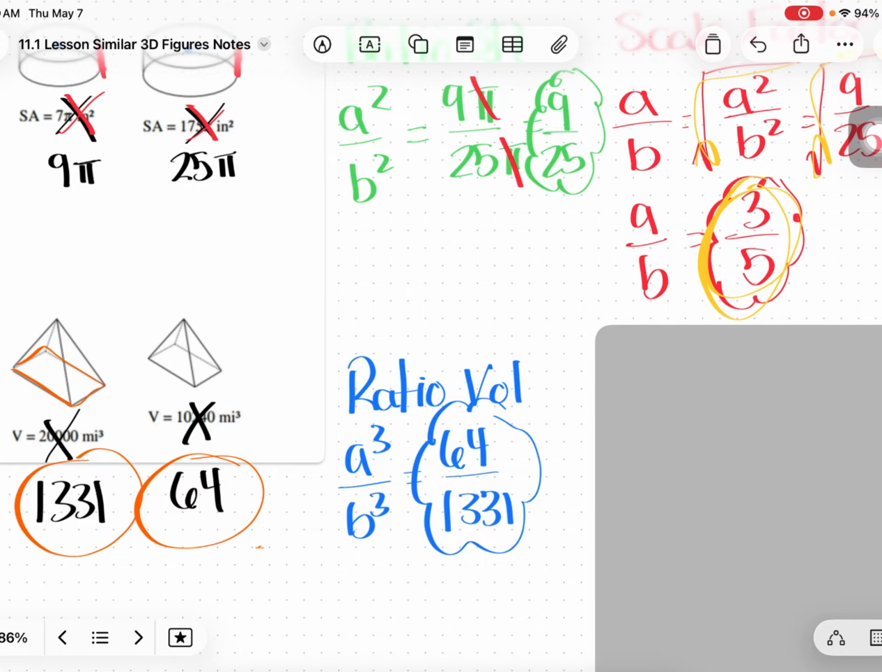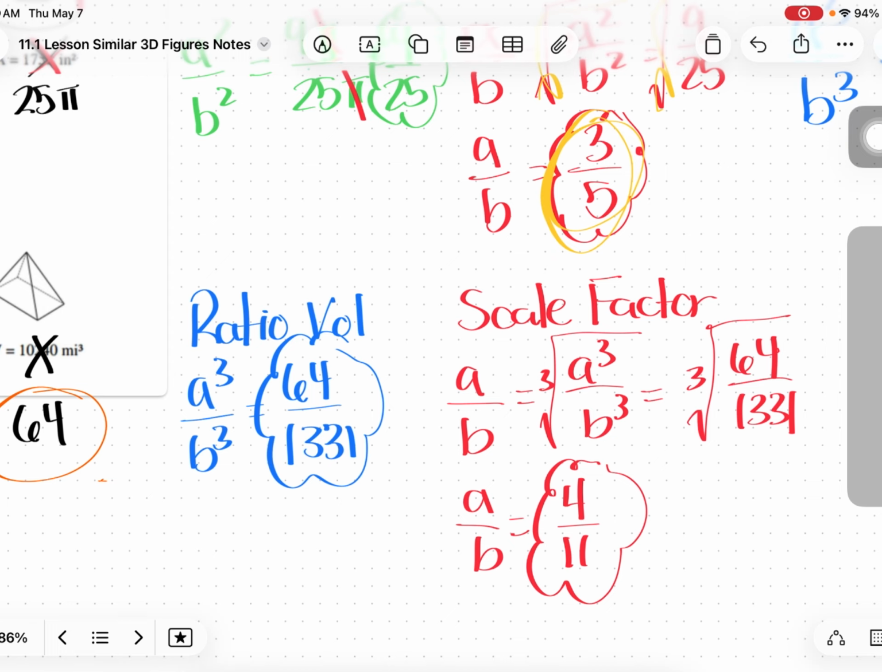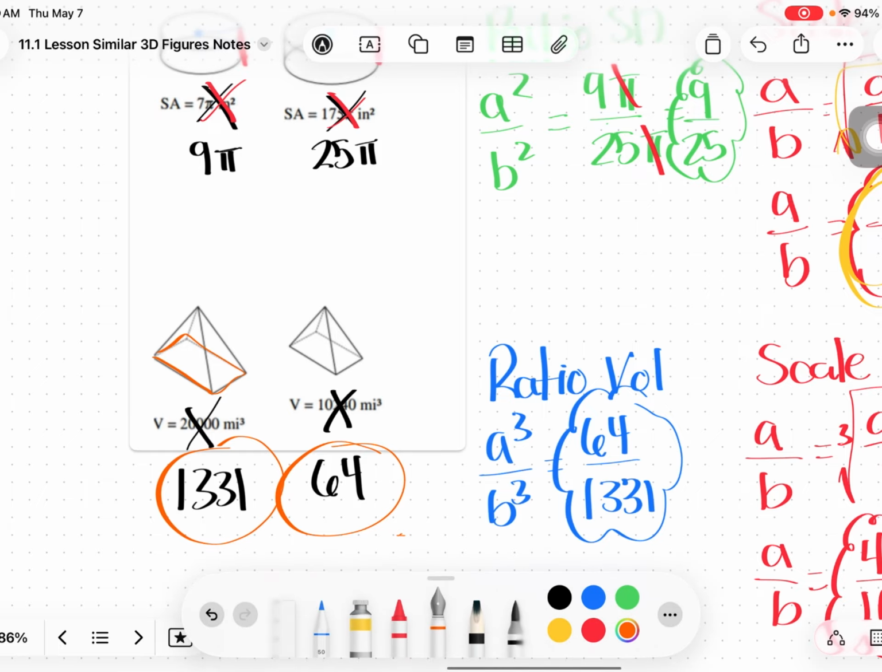That's my A cubed and B cubed. In order to undo a third power exponent, we do the cube root, kind of like the square root. And so if I want to find A and B, I could do this straight into Desmos, the cube root of A cubed over B cubed. And I can get 4 over 11. So any dimensions in my pyramid, let's say that side and that side, if I write the small over the big, that fraction should reduce to 4 over 11.